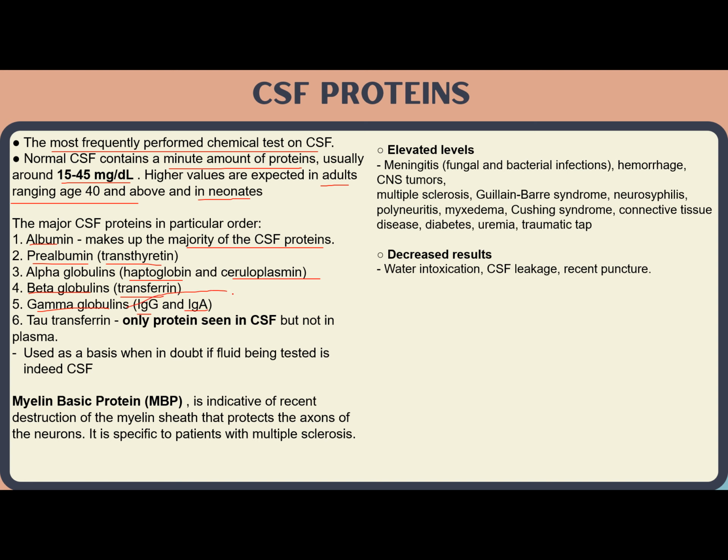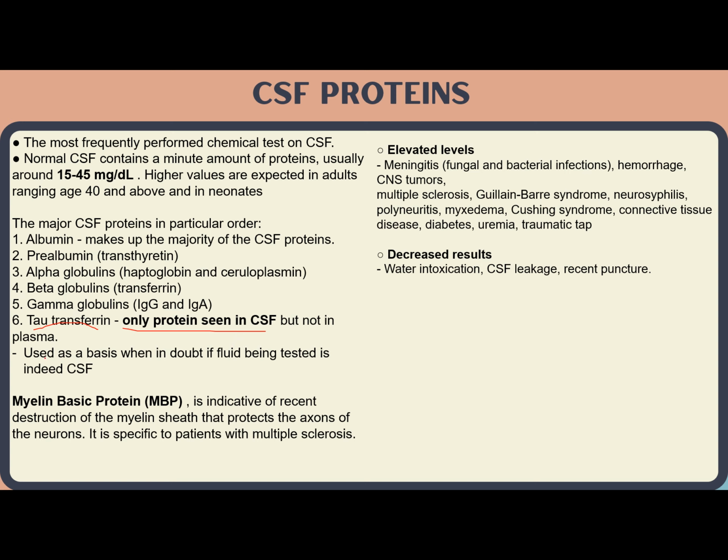Gamma globulins, class, are also known as your immunoglobulins, or commonly known as antibodies, an example of which is IgG and IgA. Then we have your tau transferrin. Now, tau transferrin is the only protein seen in CSF, not found in plasma. So albumin, prealbumin, alpha globulin, beta globulin, and gamma globulins, they could be seen in plasma, class. It is only your tau transferrin that is not seen in plasma. They are only seen in CSF.